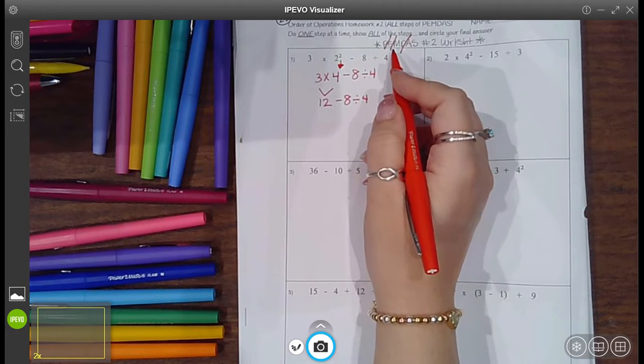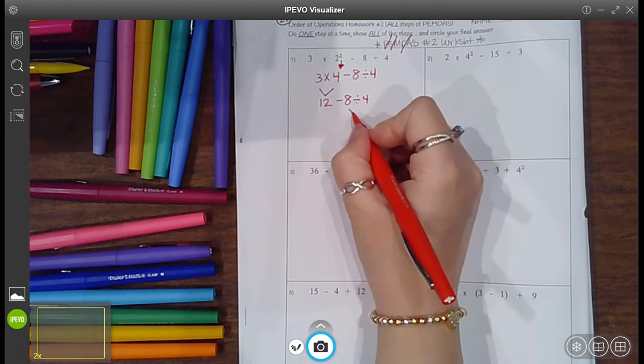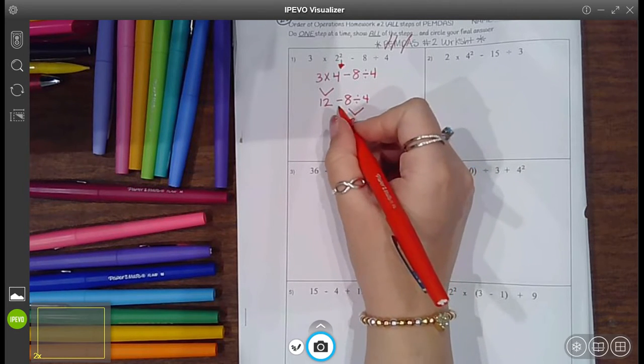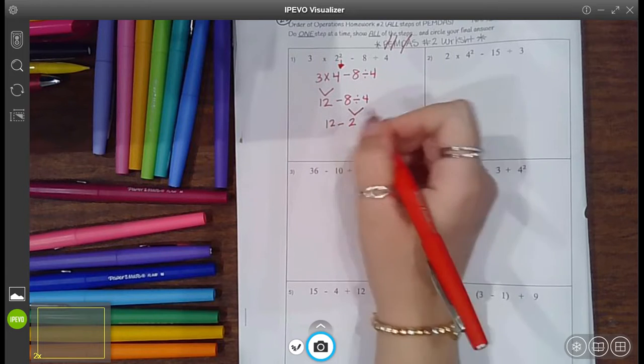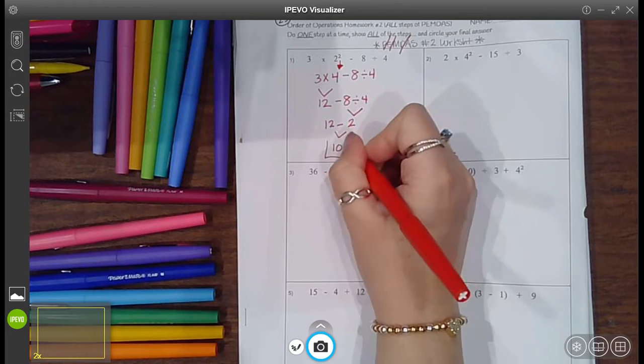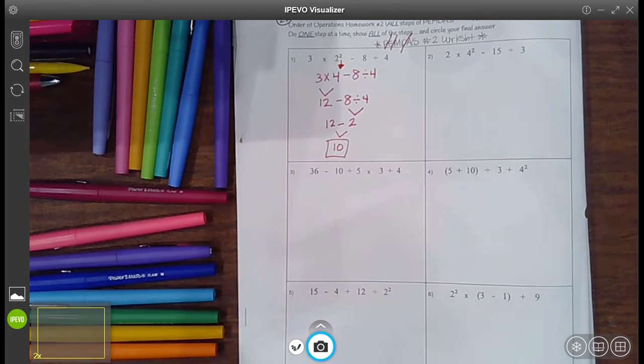Okay, no parentheses, no exponents, but multiplication or division I see right there. And 8 divided by 4 is 2. Bring down the minus and the 12. Now you have 12 minus 2, which is 10. Okay, don't forget to write each step as you go down. Okay, so we did number 1.